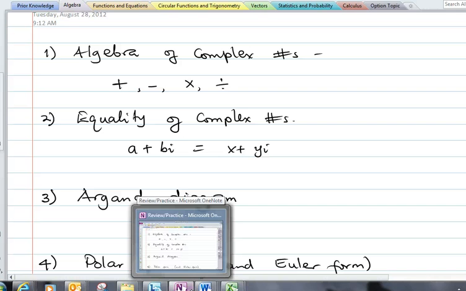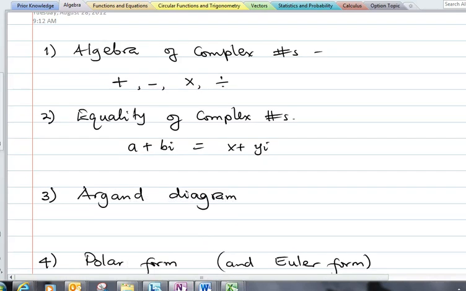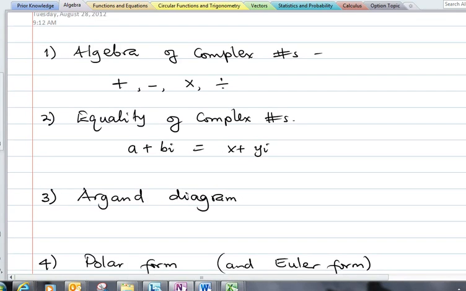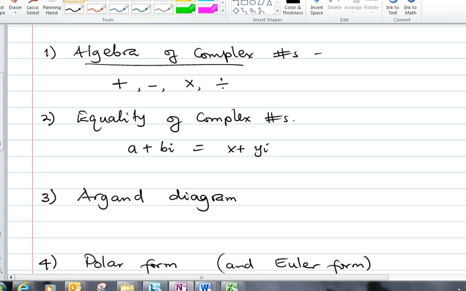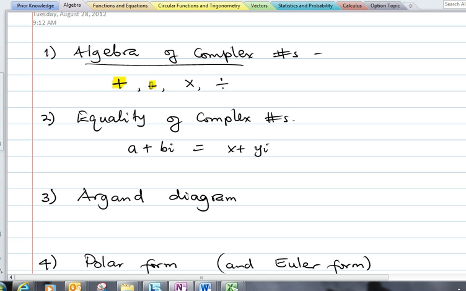As you begin to review the complex numbers in the next couple of lessons, these are some of the things that you will be expected to remember. First is the algebra of complex numbers, that is how to add complex numbers, how to subtract them, how to multiply and divide.